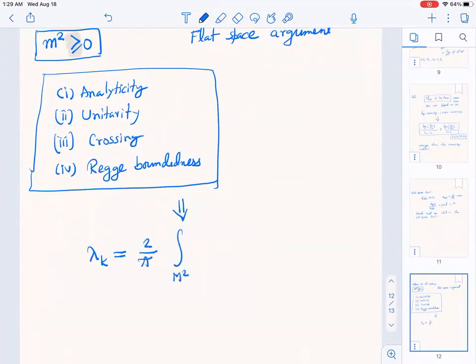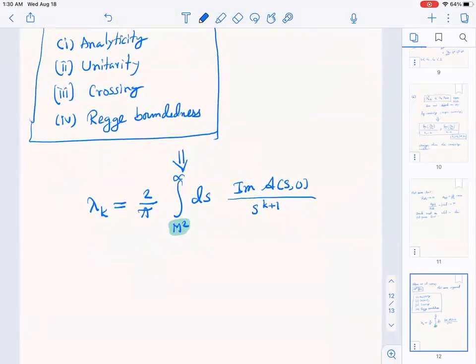It's just a generalization of the famous phi squared box squared phi squared bound. So it's the forward amplitude divided by s to the power k plus 1. And note that there is this m squared, which at this point does not have to be the same m squared that we had from the CFT analysis. This expression can be easily derived from these four assumptions. And from this dispersion relation, you can derive the same set of conditions.